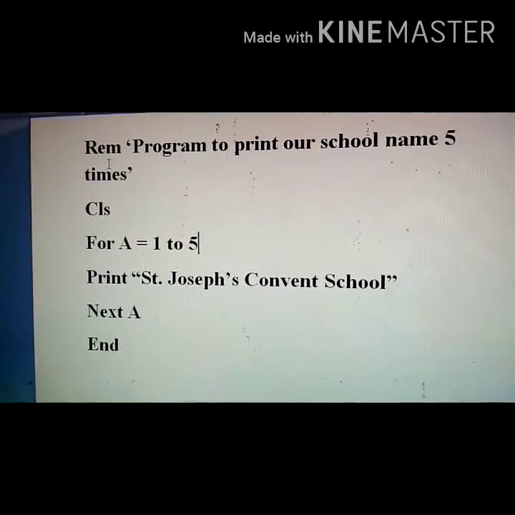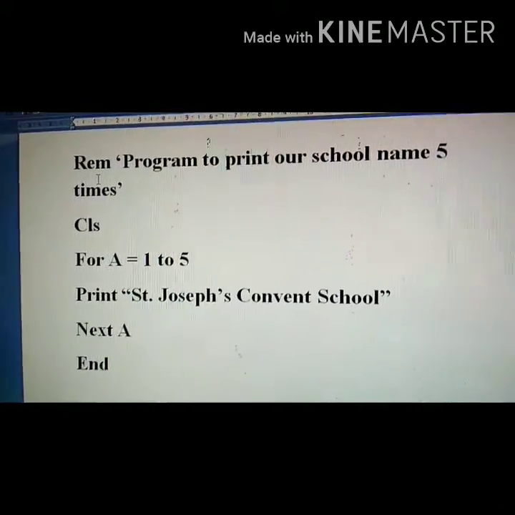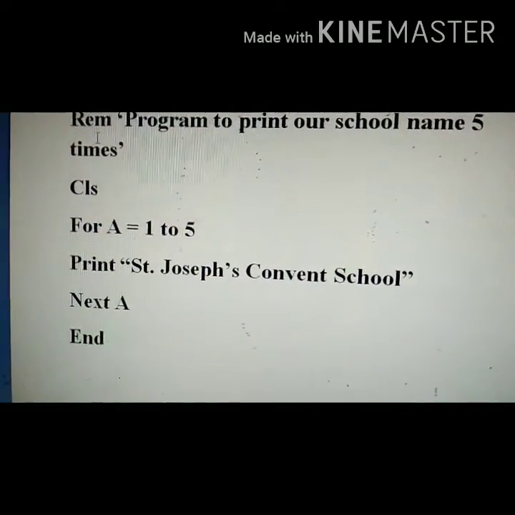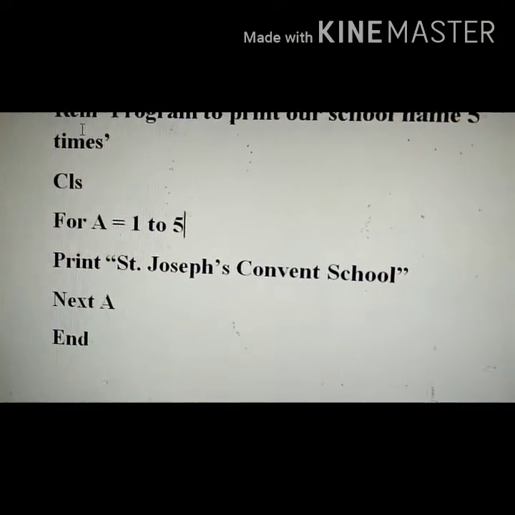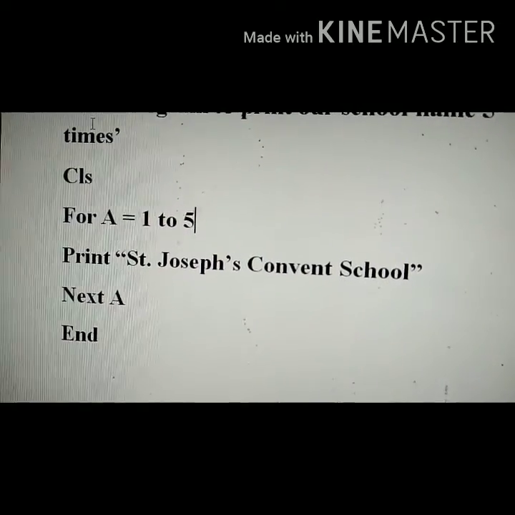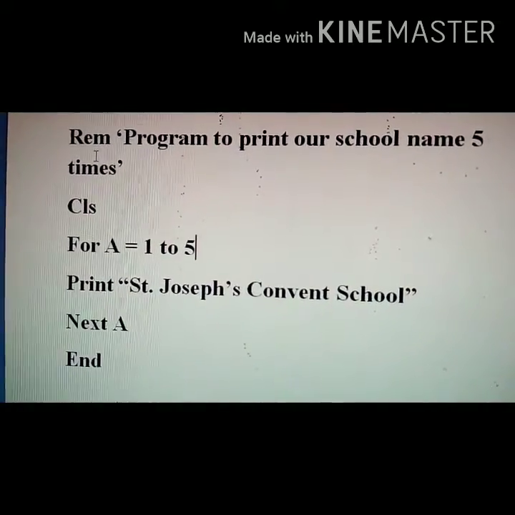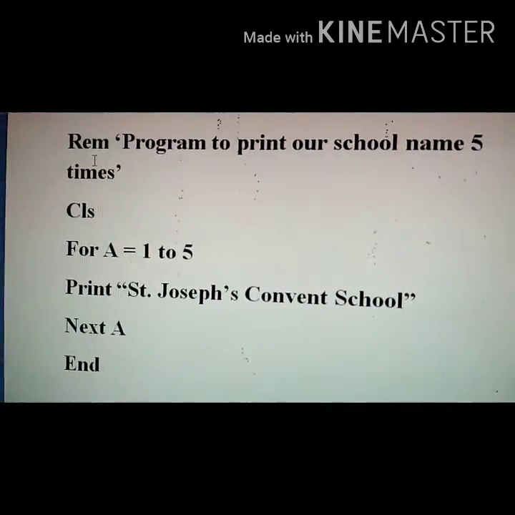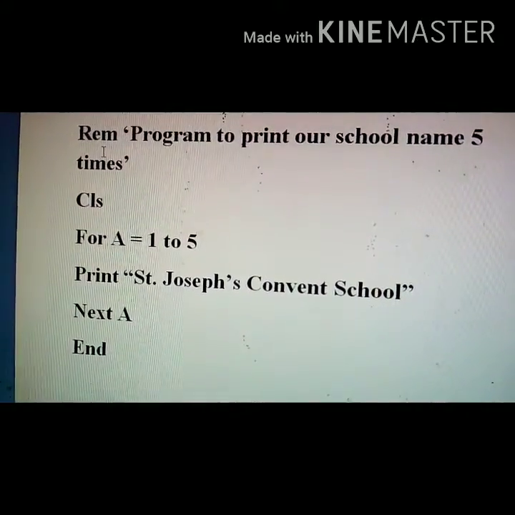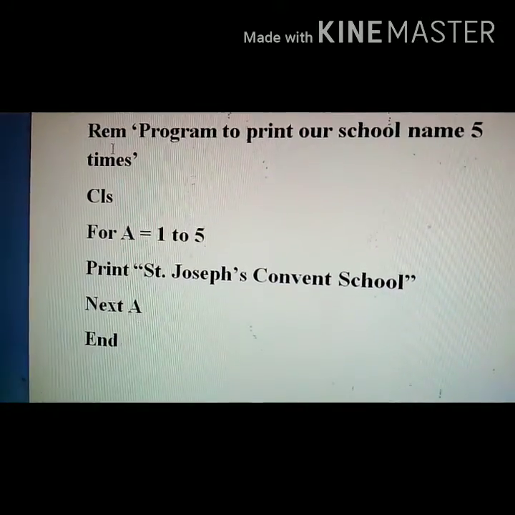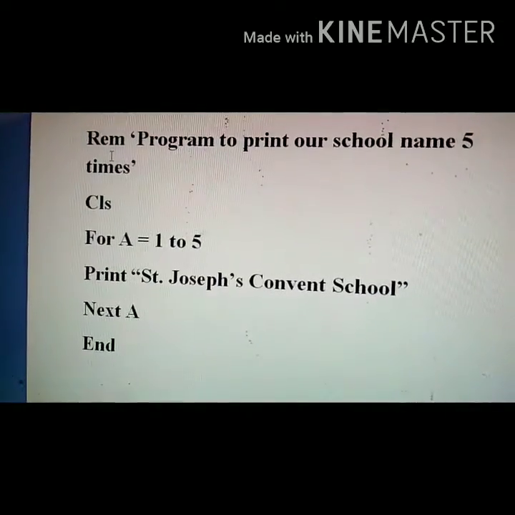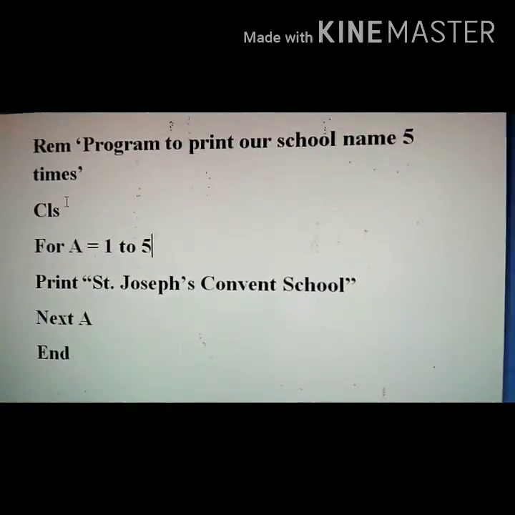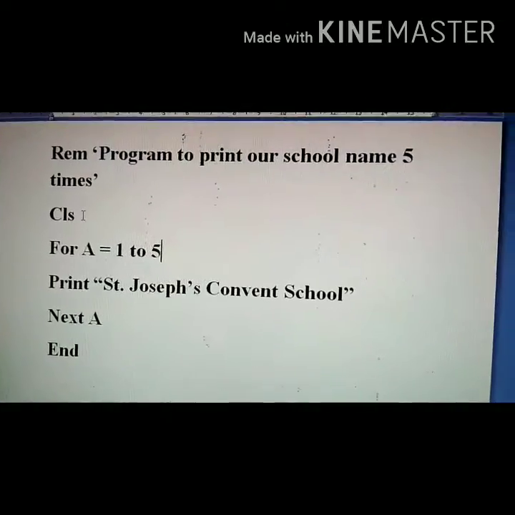Once again I am repeating the program to print our school name 5 times. CLS, clear screen. FOR A, a variable name, 1 TO 5. Because we want to print it 5 times, that's why I have written 5 here. Then PRINT whatever text you want to print, St. Joseph's Convent School, and NEXT A and END. This is how we can write a program to print some text a number of times.